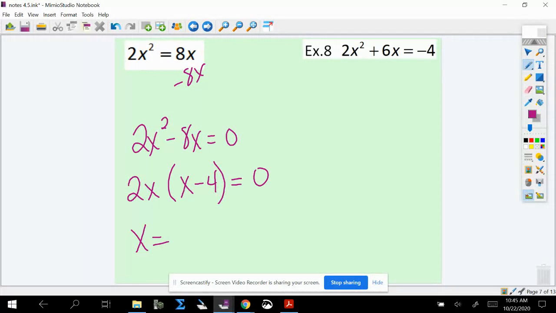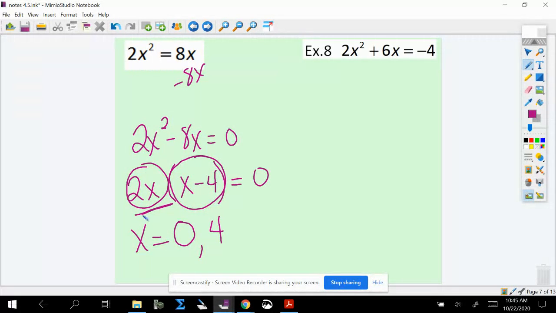So I need to see what makes this equal to 0, and that's going to be true at 0. And then what makes this factor equal to 0 will be 4. So I will get two solutions, 0 because of the x that's in front of the parentheses, and 4 because of the x minus 4 in parentheses.